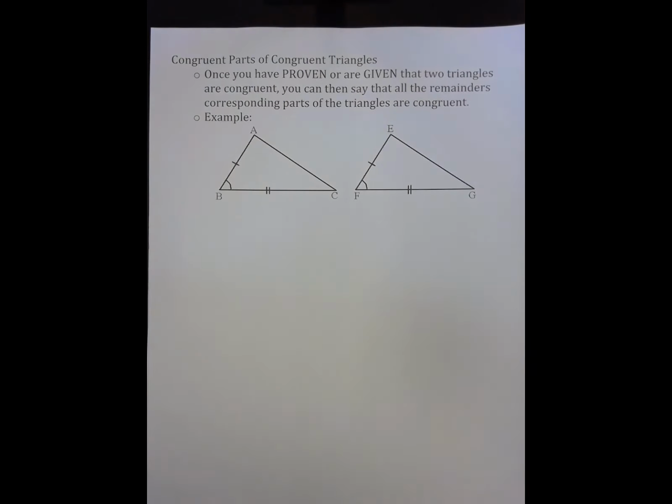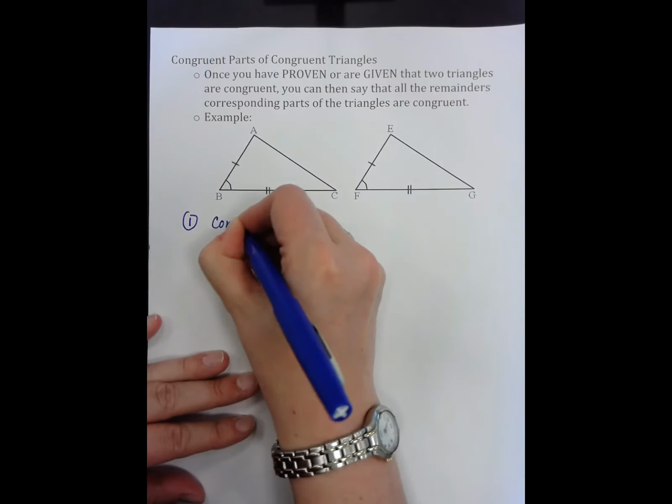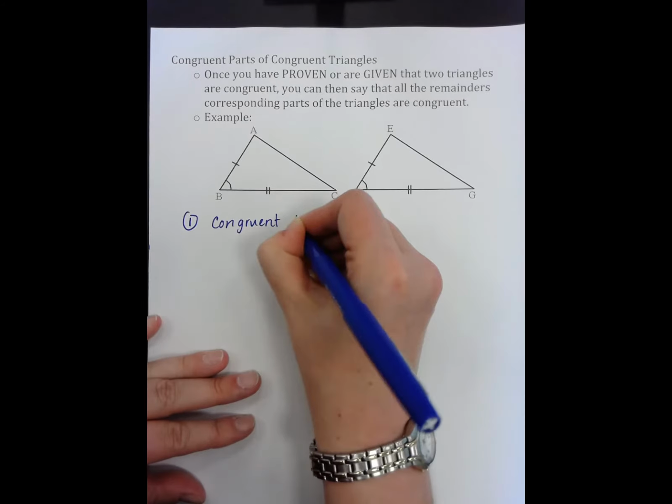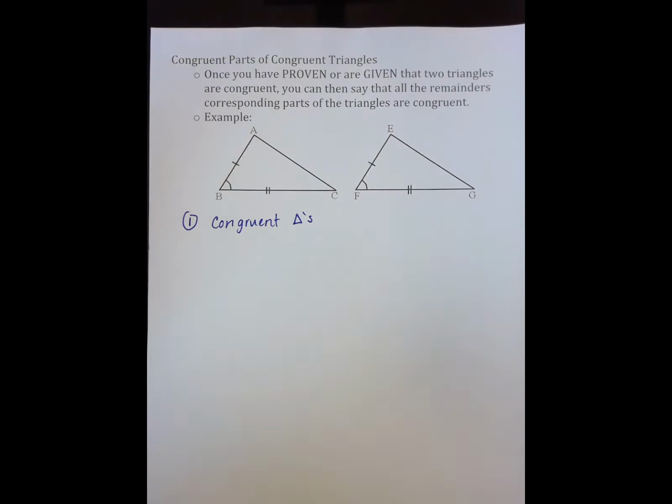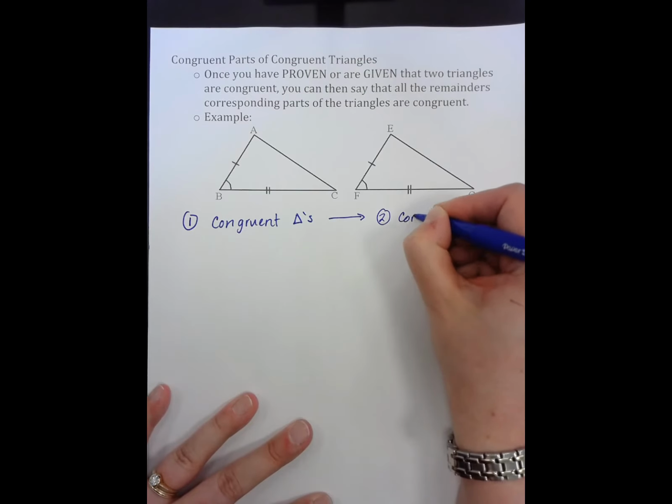So congruent parts of congruent triangles play a special role. And before I can say that the corresponding sides of congruent triangles have a special relationship, I first need to actually have congruent triangles. So in order to do anything, I first have to have congruent triangles. Once I have that, I then can start talking about the corresponding parts.